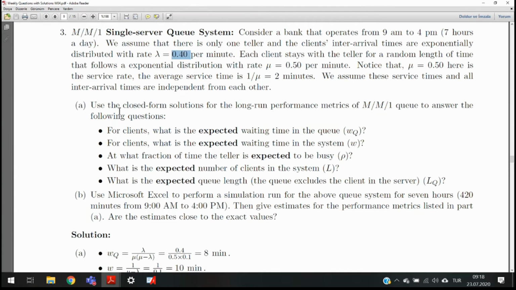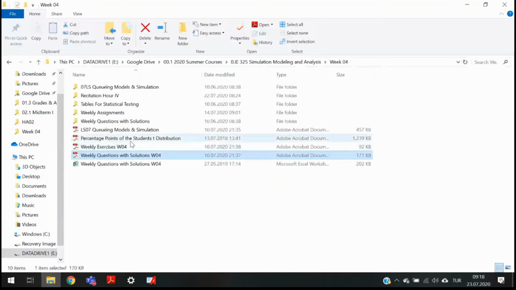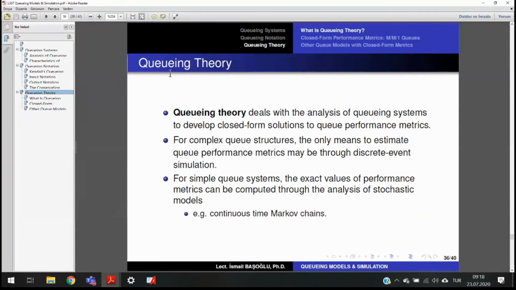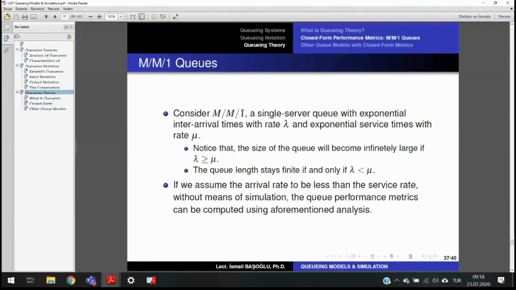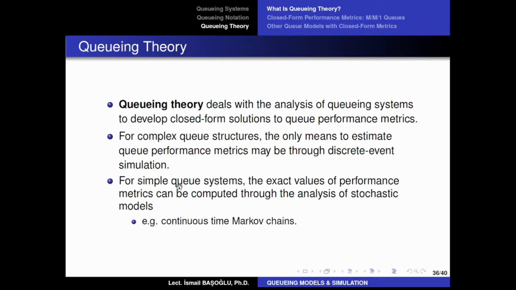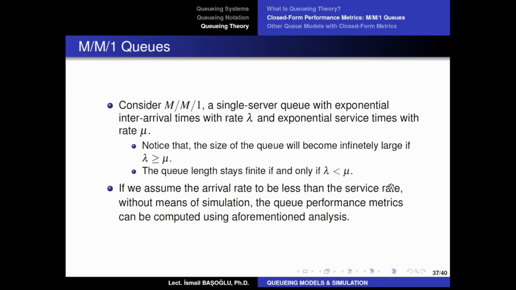So remember, we told you yesterday, so let me open the presentation file from yesterday. We told you that under the queuing theory section, we have said that there are some types of simple queue systems for which we can determine the exact values of performance metrics by using formulations without using any simulation. And we have also taught that MM1 queue is one of these examples.